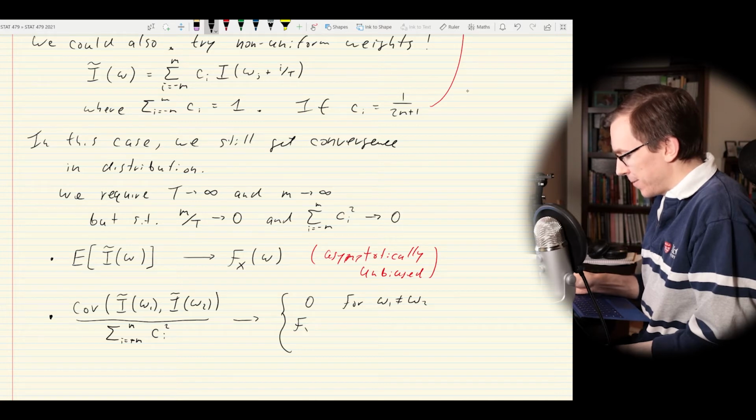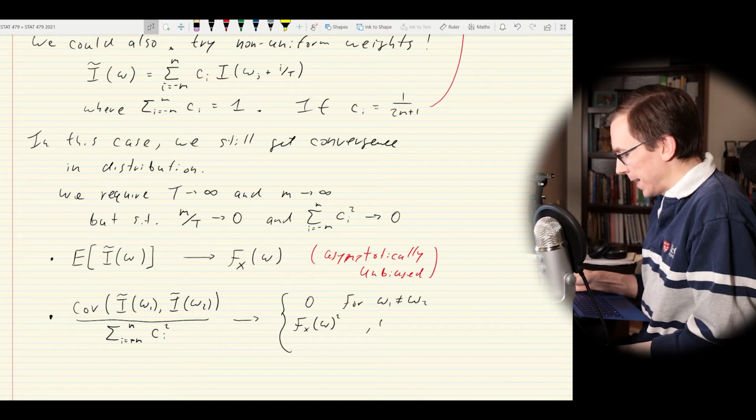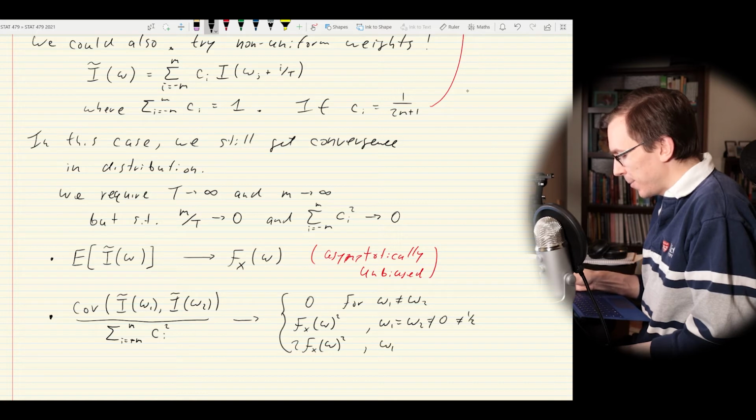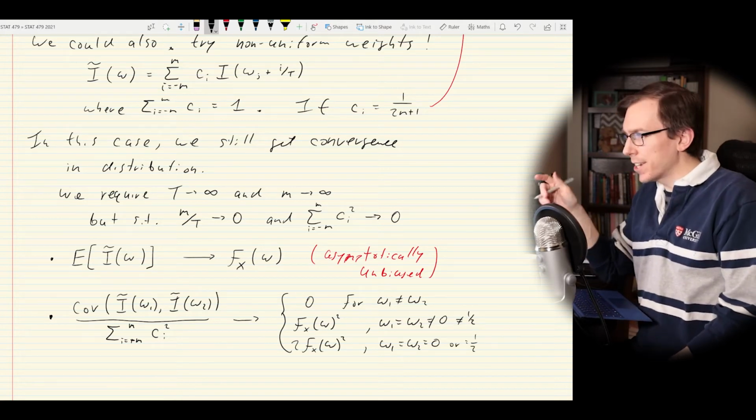We get that the variance converges to the spectral density squared, again for omega 1 equal to omega 2, which is neither 0 nor equal to 1/2. If it is in one of those cases, omega 1 equal to omega 2 equal to 0 or equal to 1/2, we end up multiplying the whole thing by 2. Those are the fringe, the edge cases.